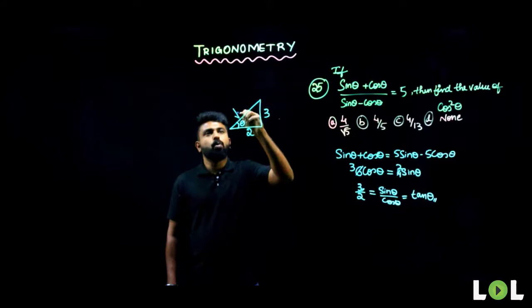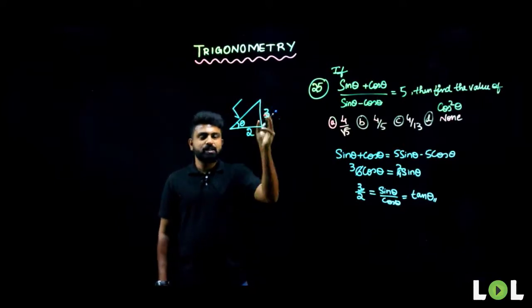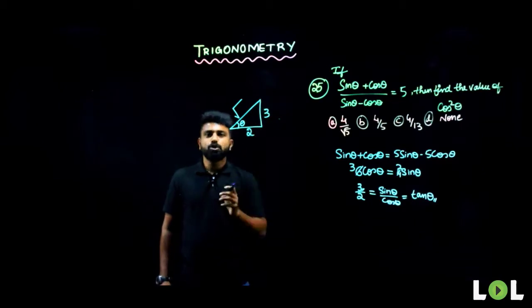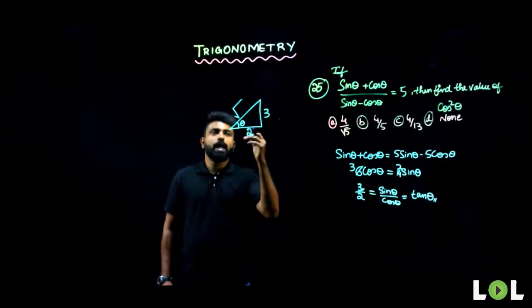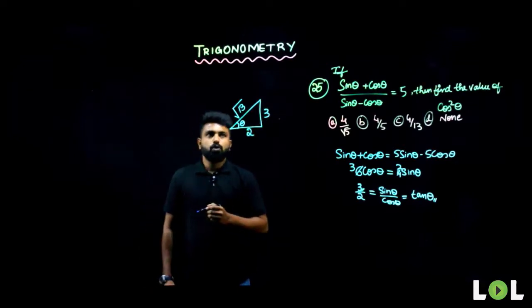It will be root over 3 square plus 2 square. What is 3 square? 3 square is 9 plus 2 square. 2 square is nothing but 4. 9 plus 4 is 13. So my hypotenuse will be root of 13.